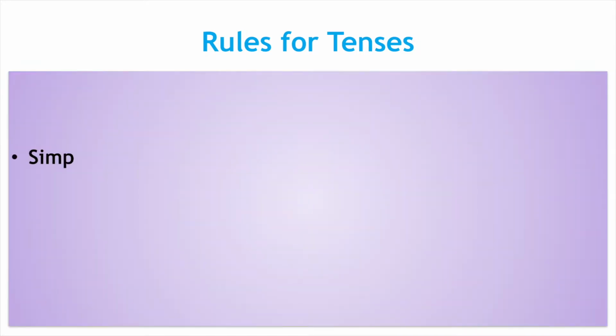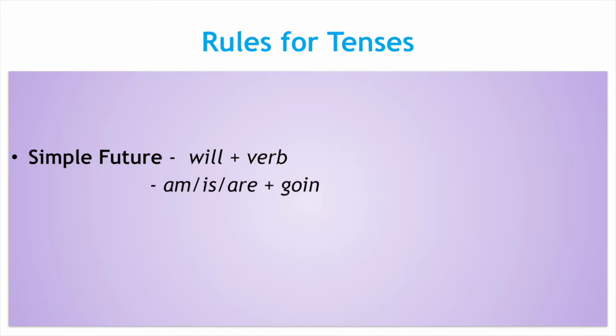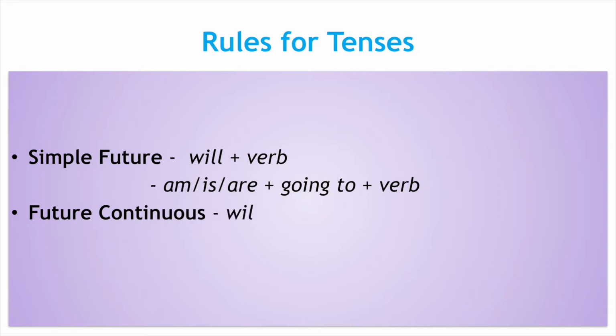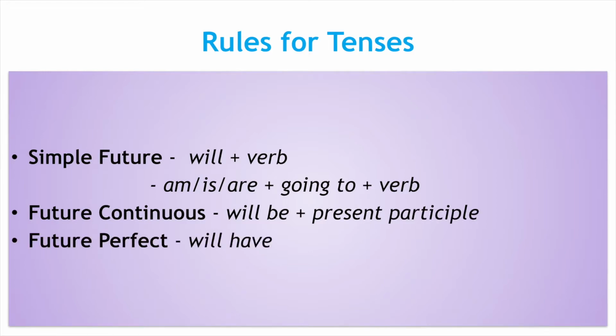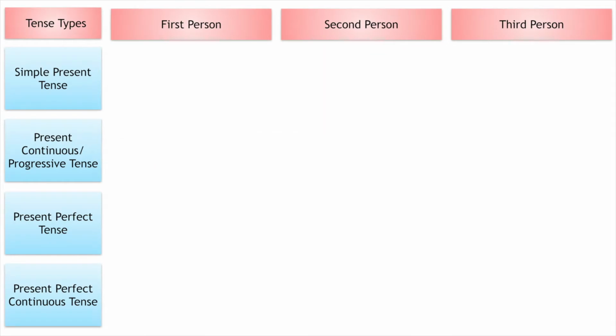In future tense, will is the common modal verb that is used. In simple future, will plus verb is used, or am or is or are plus going to plus verb is used. A sentence is said to be in the future continuous or progressive tense when we use will be plus present participle. When we use will have and past participle, the sentence is said to be in the future perfect tense. Here are some more examples using the first, second and third persons.